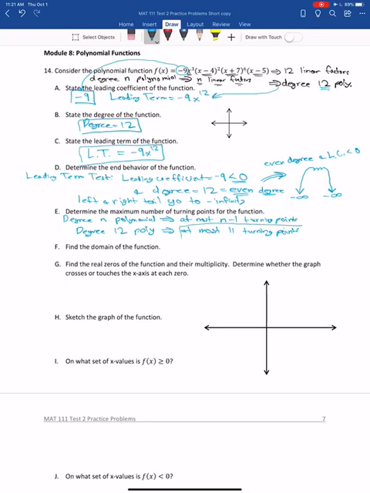So that's our max number based off this degree 12 polynomial. Find the domain of the function. Domain of all polynomial functions. Domain is always all real numbers, no undefined values in a polynomial. You're not dividing by x. You don't have even roots.